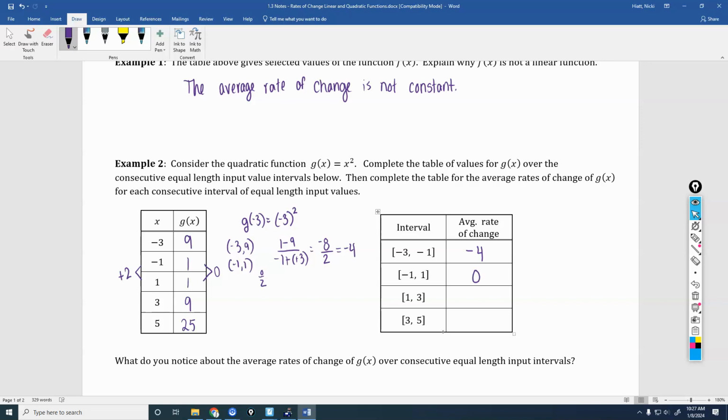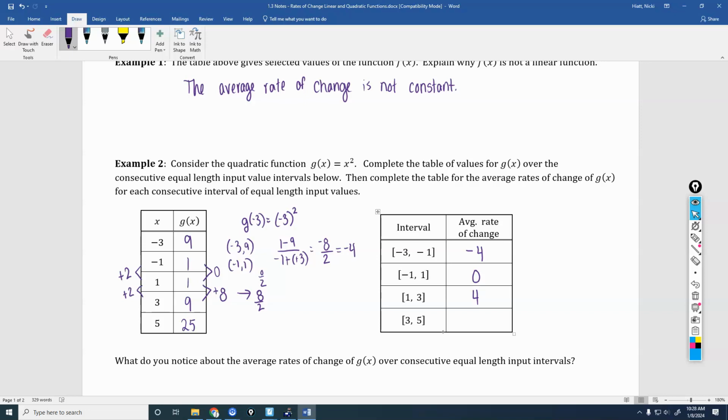And then for the next one, from 1 to 3, I just like to look at what happened here. I went from 1 to 9. That was up 8. Make sure you're considering whether you're going up or down. If you're going up, you need a positive. If you're going down, you need a negative there. Up 8, and then here I went up 2. So my rate of change for this section is 8 divided by 2. So I'll just get 4 over here.